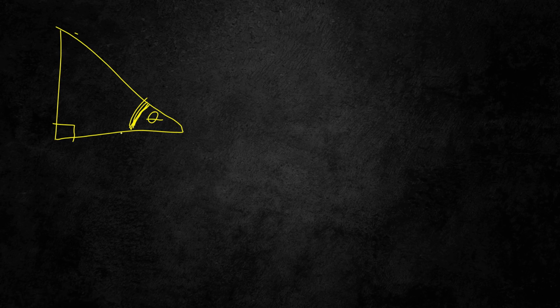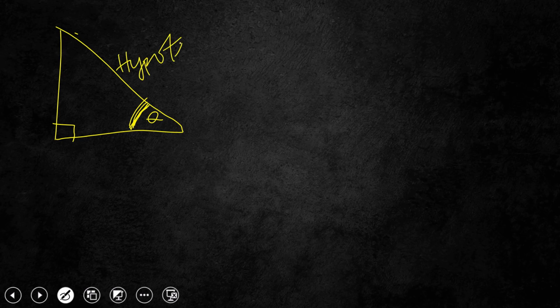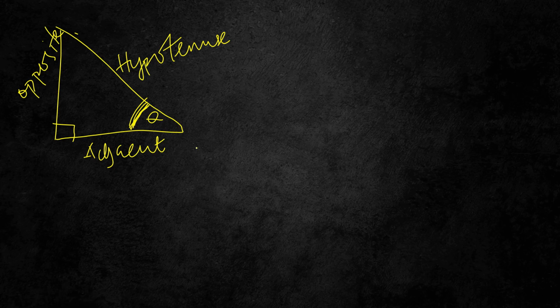I can name the sides of this right angle triangle. So I can have this part over here as the hypotenuse. I can have this side over here as the adjacent, and I can have this side over here as the opposite. Okay, so now this is how to name a right angle triangle.